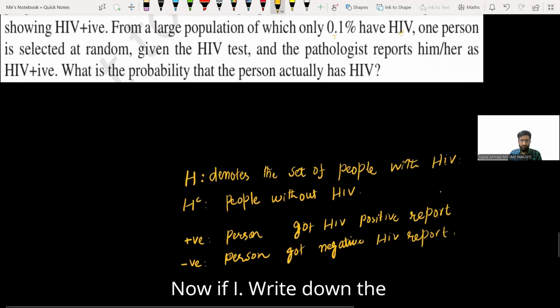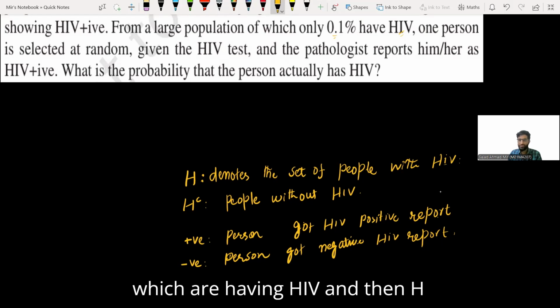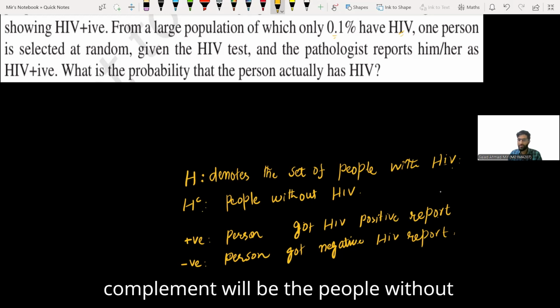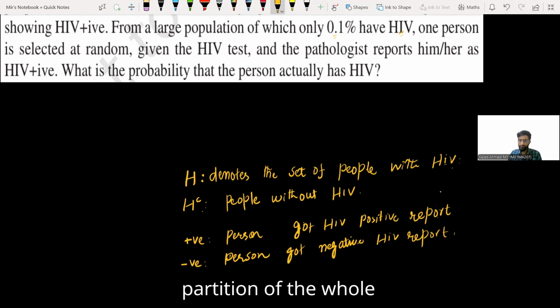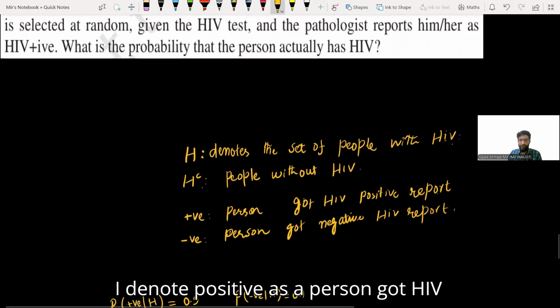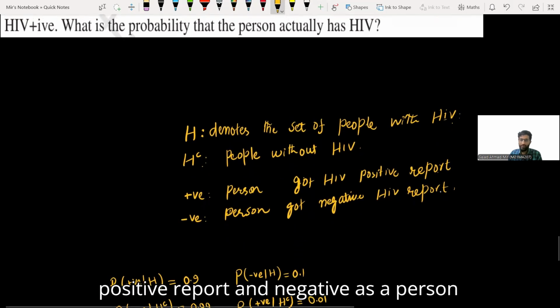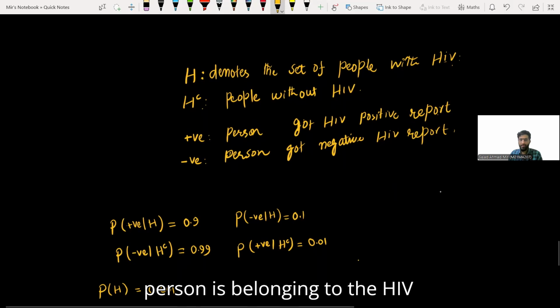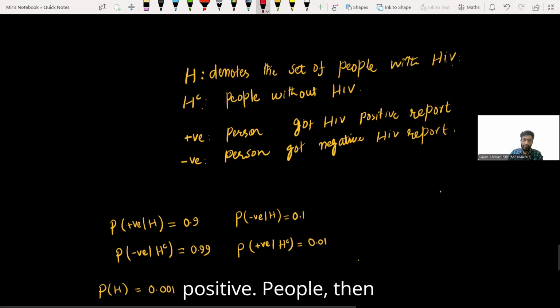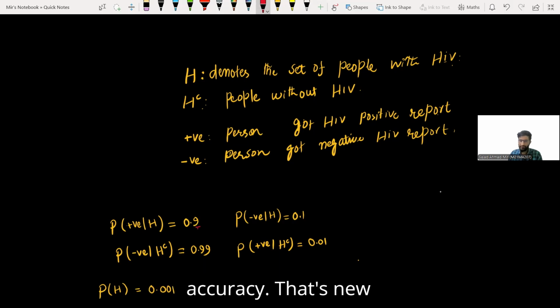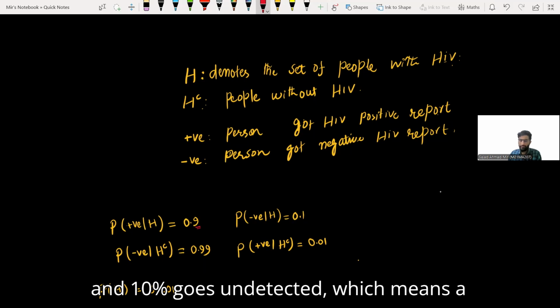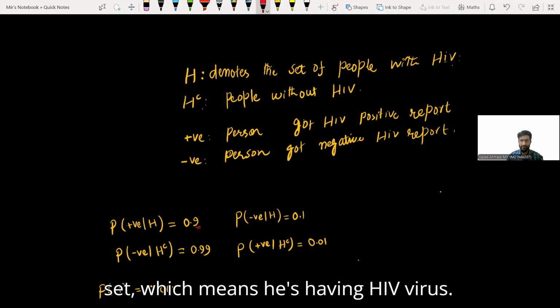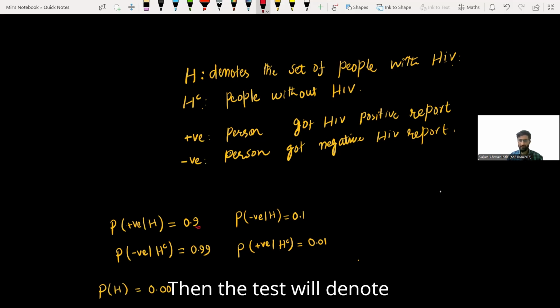Now, if I write H as the set of all people having HIV, then H complement will be the people without HIV, and these two sets are a partition of the whole space. Now, I denote positive as a person getting an HIV positive report and negative as a person getting a negative HIV report. We are given that if a person belongs to the HIV positive people, then the test will detect it with 90% accuracy. That's given. And 10% goes undetected, which means a person from the HIV set, who has the HIV virus, will be reported by the test as not having HIV. That's a 0.1 probability, which means 10%.